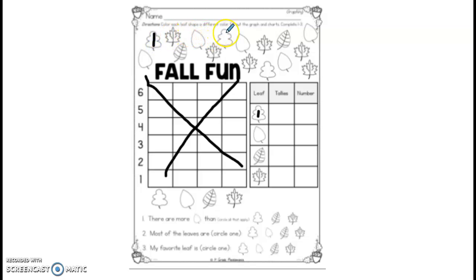So I'm going to count 1, 2, 3. So that would be 3 tallies. 1, 2, and 3. And then over here it's asking what is the actual number, so I'm going to write in 3. Then the next leaf, I'm going to make that one red. 1, 2, 3, 4, and 5. So I'm going to write those down. 1, 2, 3, 4, and 5, and then I'll write the number. There we go. 5 leaves like that.